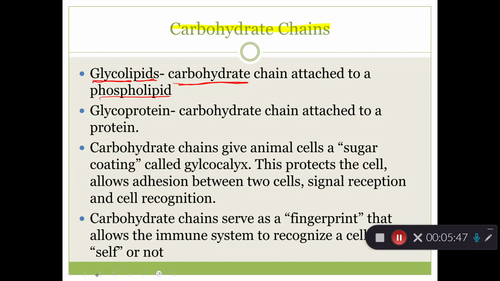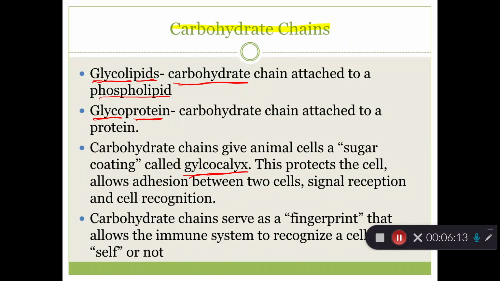Okay, there's glycoproteins. That's going to be a sugar attached to a protein. So glyco means sugar. Glycolipid is a carb attached to a lipid. Glycoprotein is a carb attached to a protein. Carbohydrate chains give animal cells a sugar coating called glycocalyx. This protects the cell, allows adhesion between two cells, and signal reception, cell recognition.